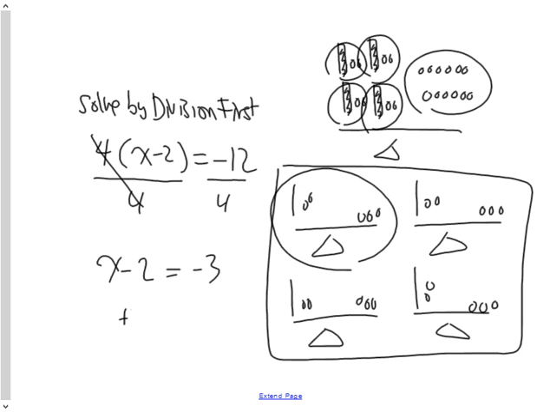And now that I'm here, I'm going to add 2 to both sides. I get x equals negative 1.